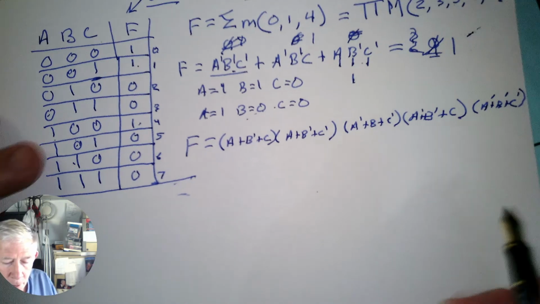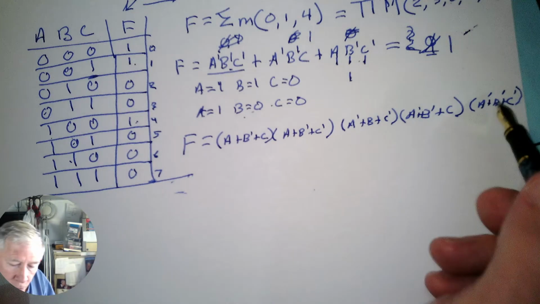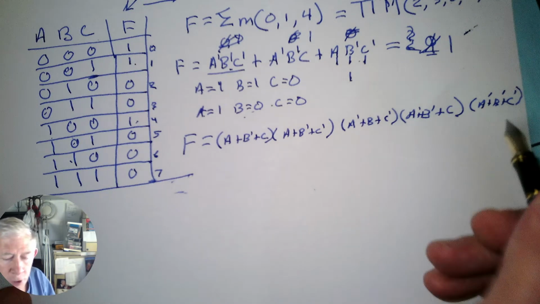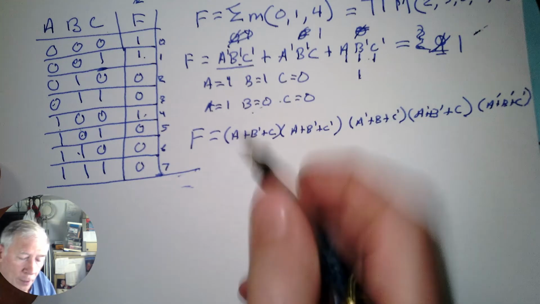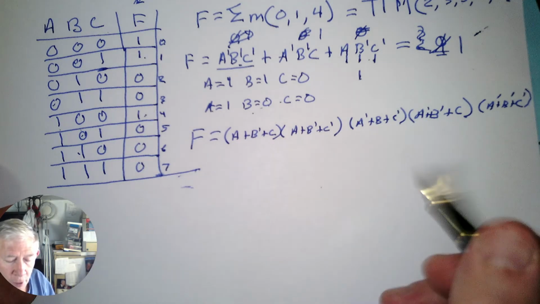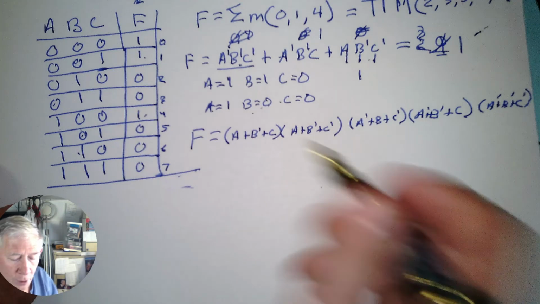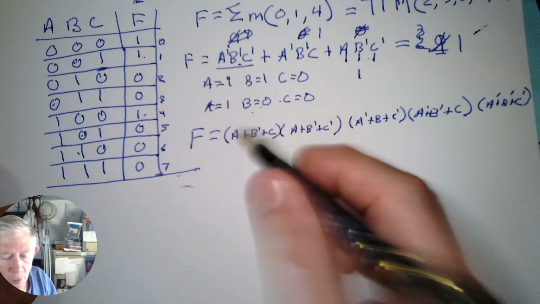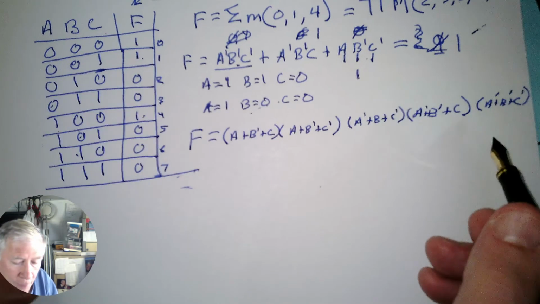Okay? So that gives us 1, 2, 3, 4, 5 terms. Each one of those terms is only going to be 0 when we have the right combination of variables for that row that needs to be 0. And it'll be 1 everywhere else because one of these variables will be a 1. So all of them have to be 1s for it to be a 1. And that generally will be the case.